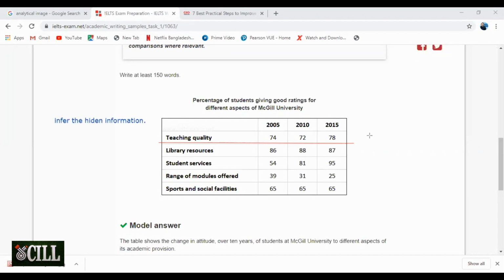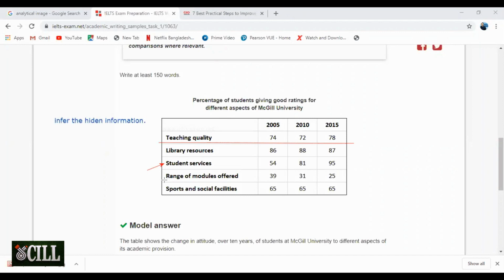Tell me something similar. An indirect message there. Maybe student service got really good. Absolutely. In fact, yes, that is a very important part. You can say the most remarkable improvement seen is in the student services category, which shows 95 according to the feedback in 2015, as opposed to only 54 in 2005.